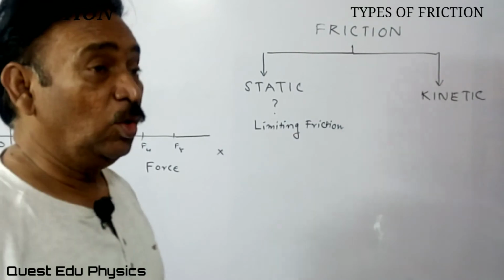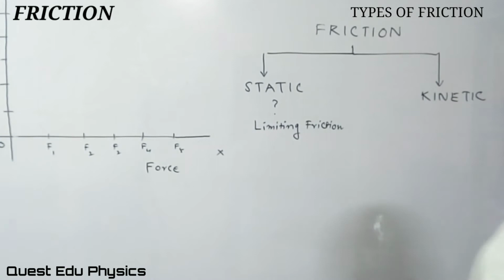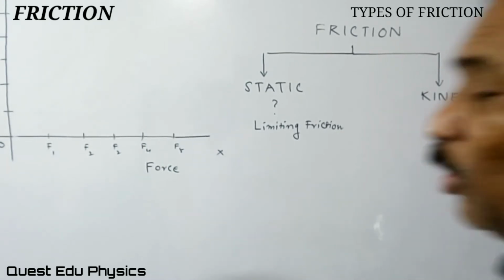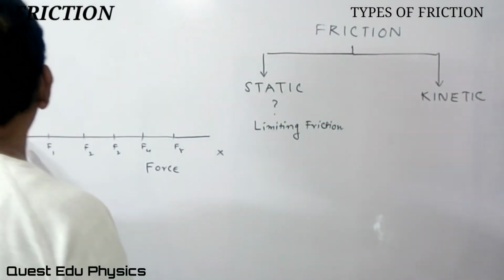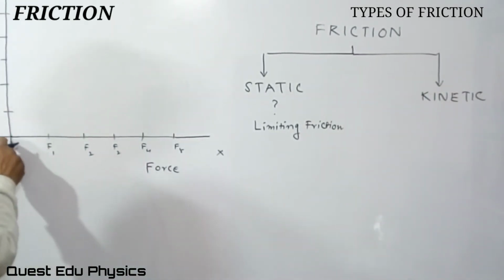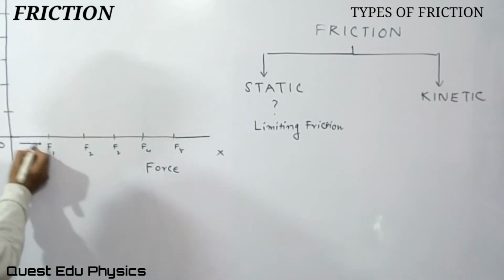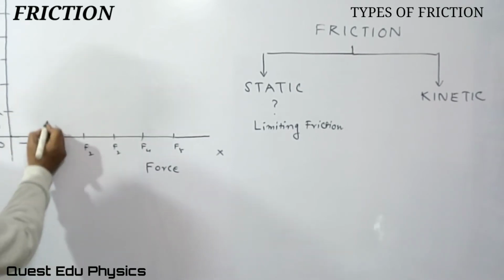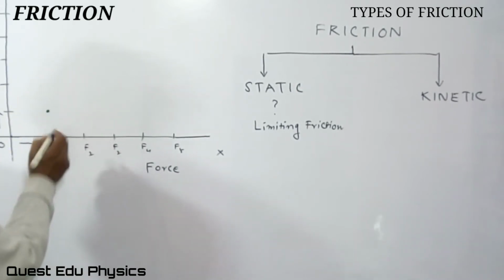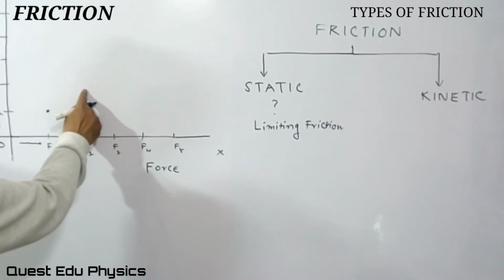I said no frictional force will develop when a body is resting over another body. That means initially the applied force and frictional force are 0. Then the force has been increased to F2. Then automatically the frictional force increases. I am locating this point. Then after we increase to F2, the frictional force is F2.